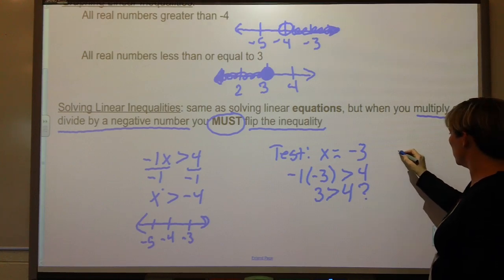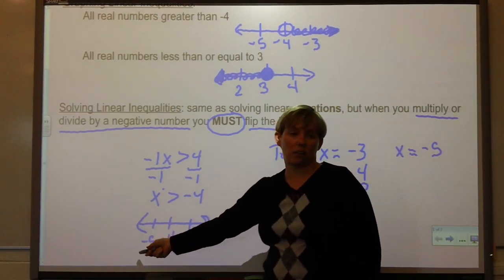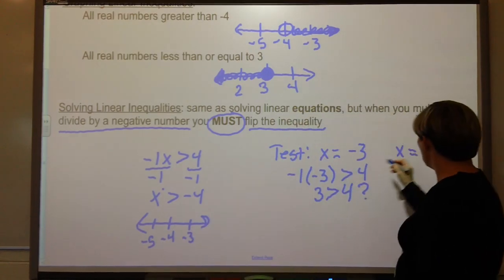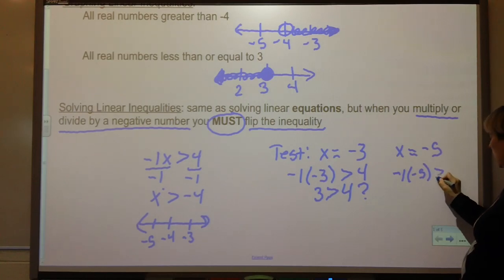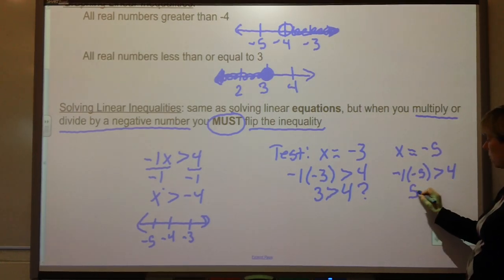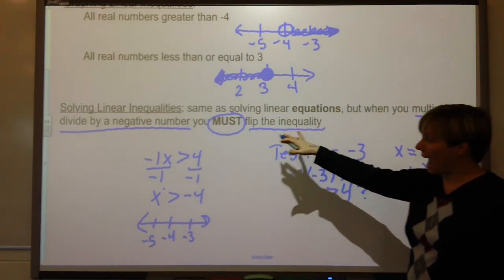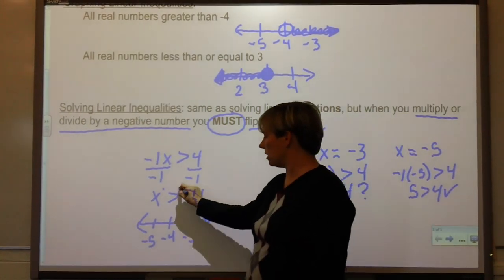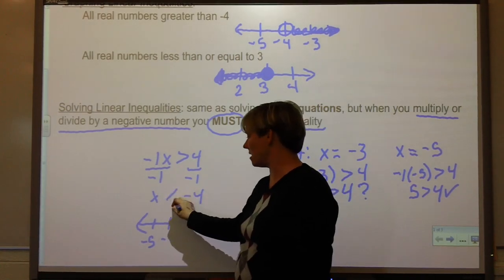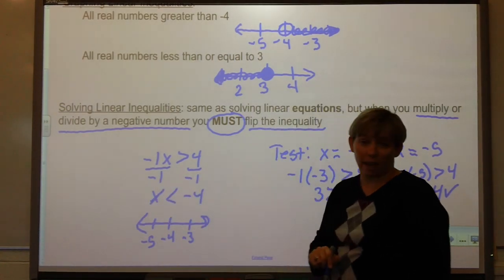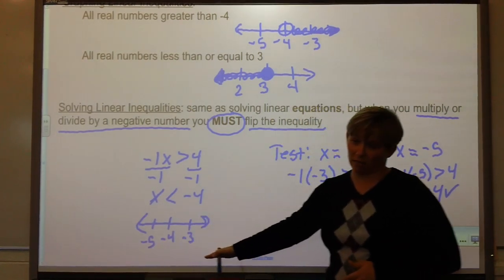Okay, well, let's test x is equal to -5. That's on the other side of my -4 when I look at my number line. So when I test that, I get -1 times -5 is greater than 4. Well, that's true. 5 is greater than 4. So I have to flip this inequality to be less than when I divide by that negative because of how my number line works for negative numbers.